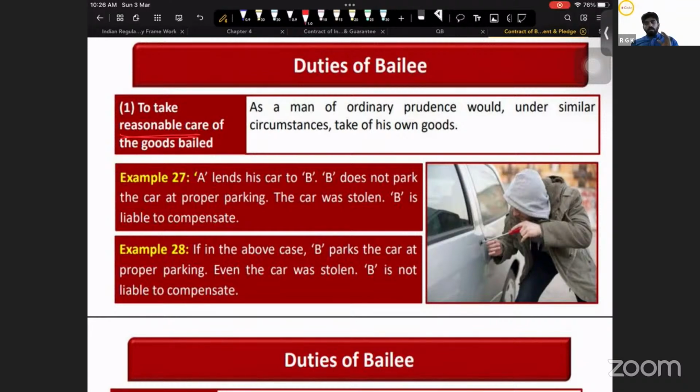Say, for example, bailor has given you the goods. Golden ornaments. Bailor has given you some golden ornaments for safe custody. He has asked you to keep it safely.